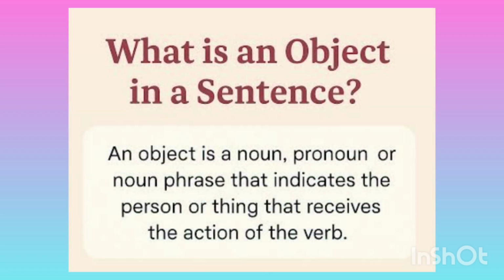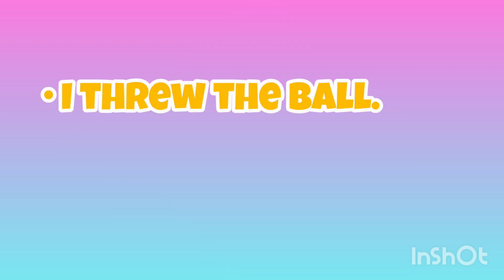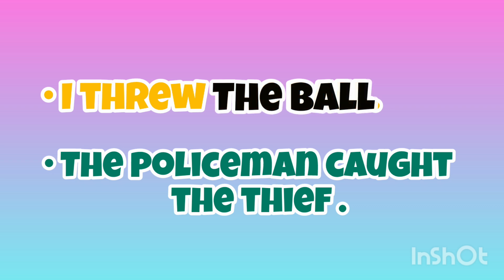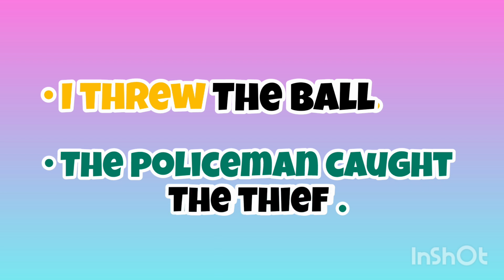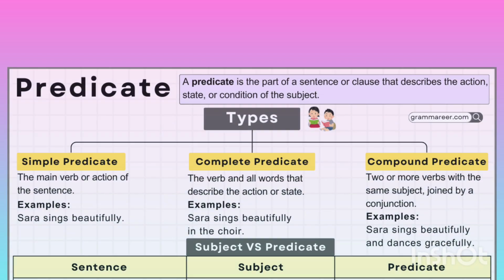Dear learners, always remember, an object is the part of the sentence that receives the action of the subject. It is a part of the predicate. Let's take a look at the following sentences. I threw the ball. The policeman caught the thief. In the first sentence, the ball is the thing that receives the action. So it is the object. It answers the question threw what? In the second sentence, the thief is the object. It answers the question caught whom? Understood, learners?